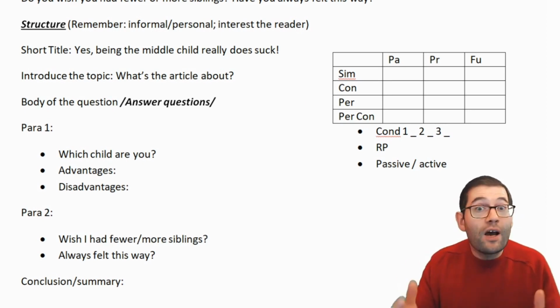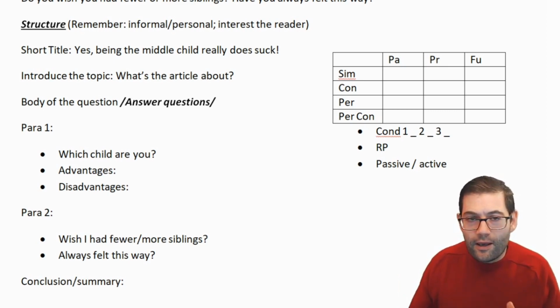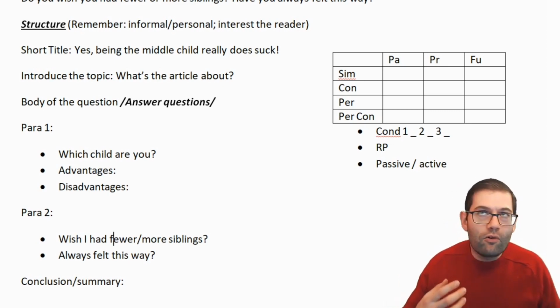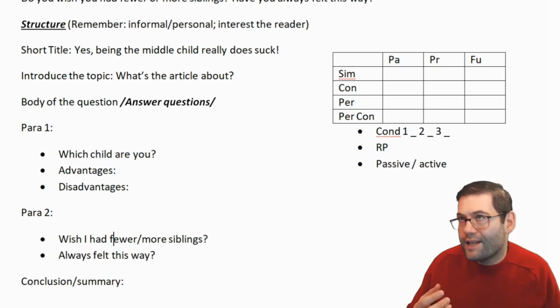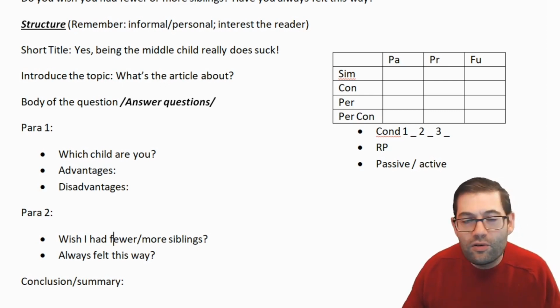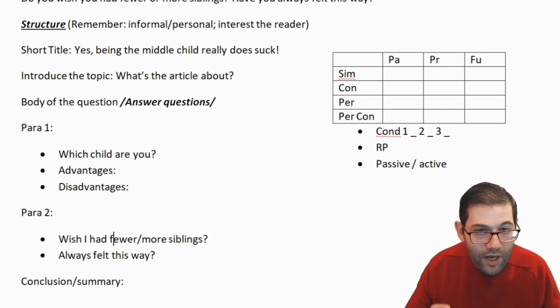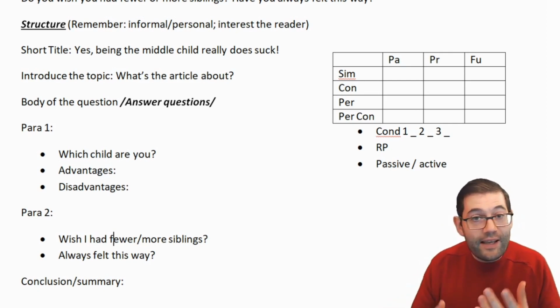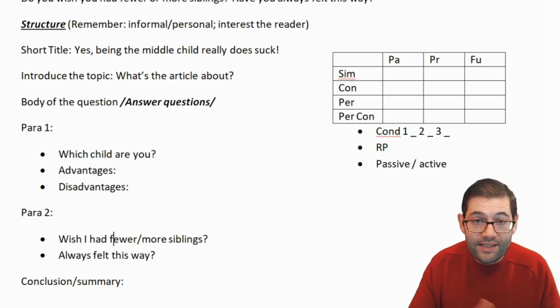Here, you can ask yourself the question, do I wish I had more siblings? Do I wish I had fewer siblings? Or you could use a different form, whatever, to express the fact that you're thinking about having more or fewer siblings.